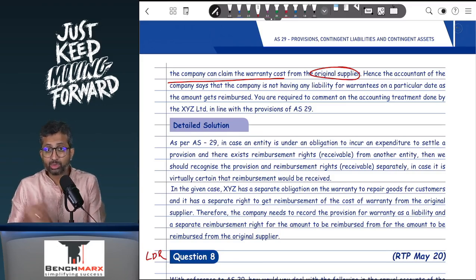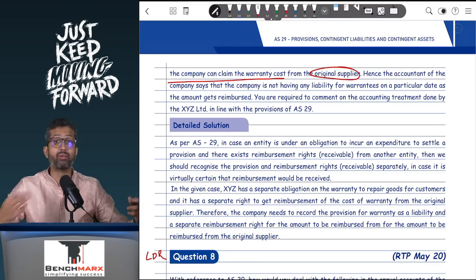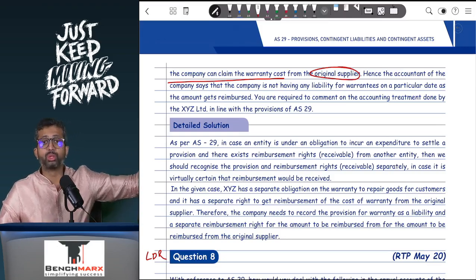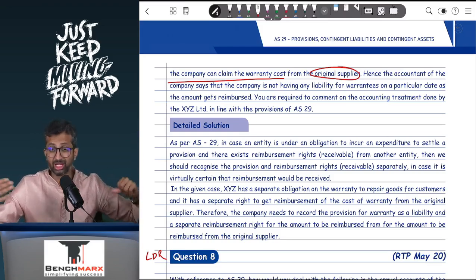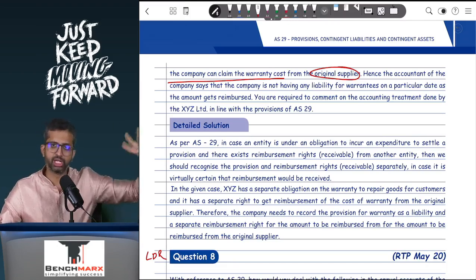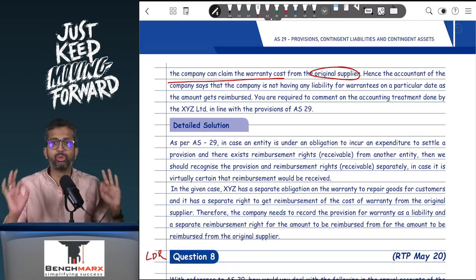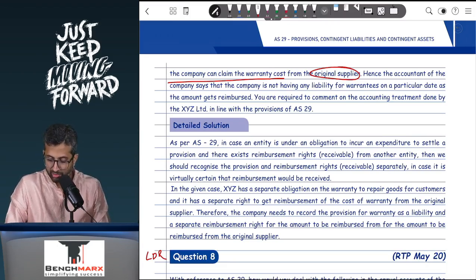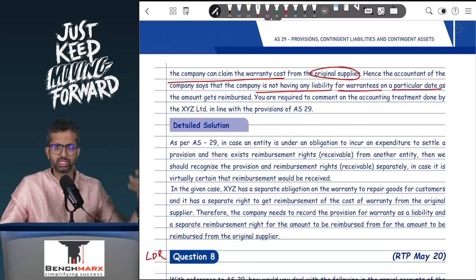Now the thing is, when a customer comes within the eligible period to get his car repaired, I will have to repair it free of cost. This is irrespective of the fact that the manufacturer will give me reimbursement or not, and hence I will have to create a provision for warranty. The reimbursement right, if any, is a separate right which will be recorded as a separate asset. Hence, the accountant of the company says that the company does not have any liability for warranty on a particular date. Well, it has a liability, but then there is a separate reimbursement asset as well. There are two separate transactions.